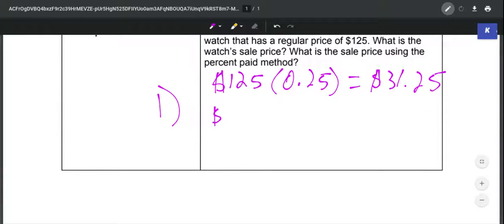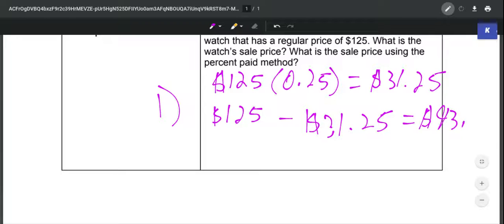So now that we've found that markdown price, this is the first method: we take 125, which is our regular price, subtract the markdown price we just found, and that will give us our actual sales price. Our actual sales price would be $93.75. I don't think you should struggle with that too much. It's really just multiplying at the beginning and then subtracting.